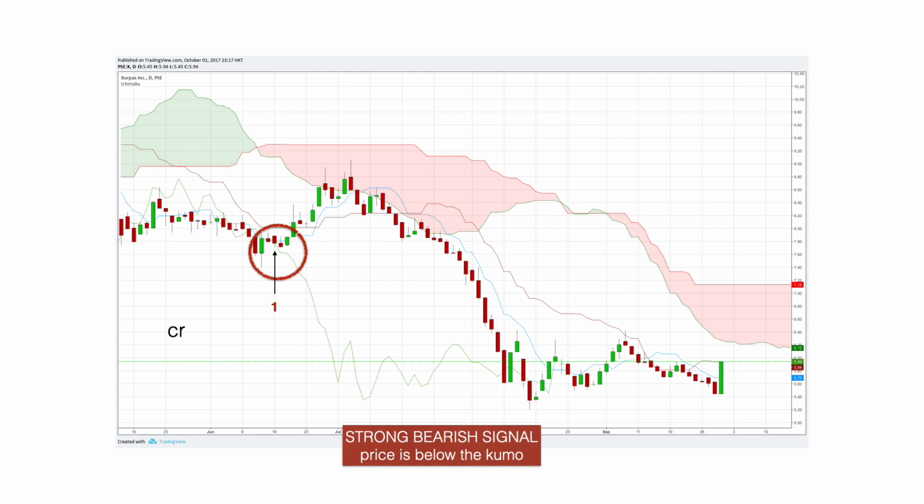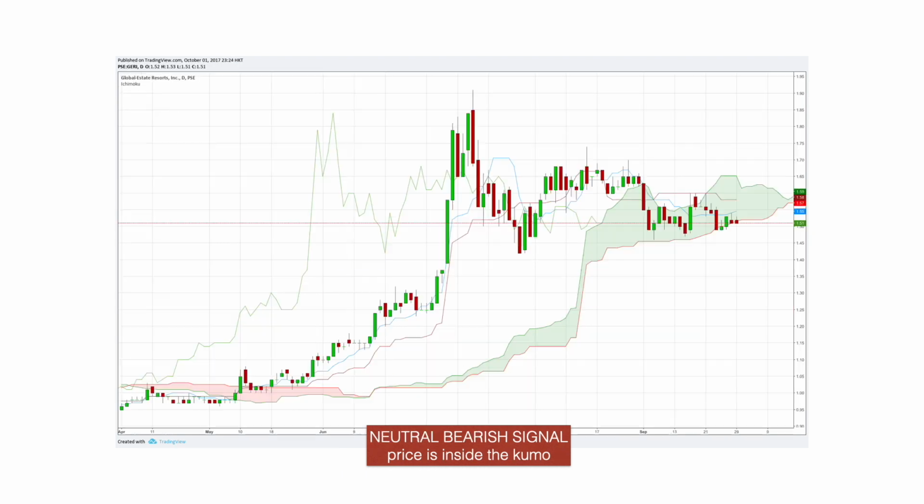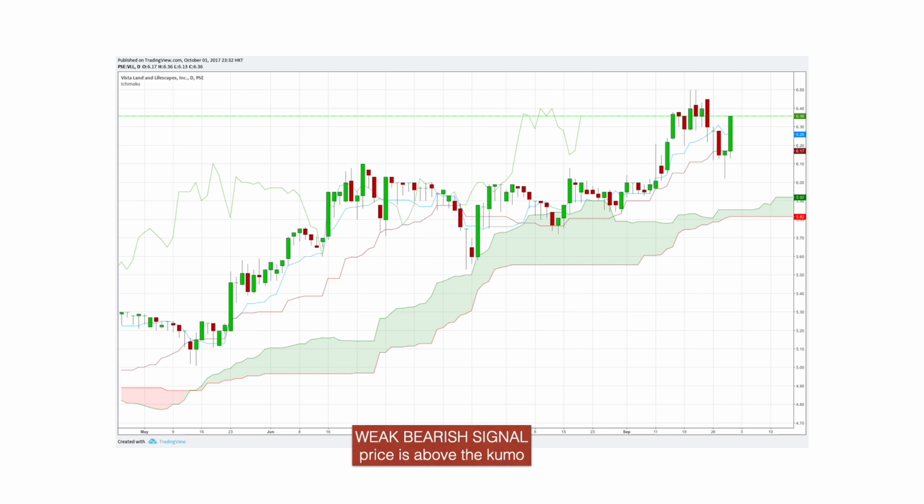A strong bearish signal happens if the Chikou span crosses below the price while the current price is below the Kumo. A neutral bearish signal happens if the Chikou span crosses below the price while the current price is inside the Kumo. A weak bearish signal happens when the Chikou span crosses below the price while the current price is above the Kumo.